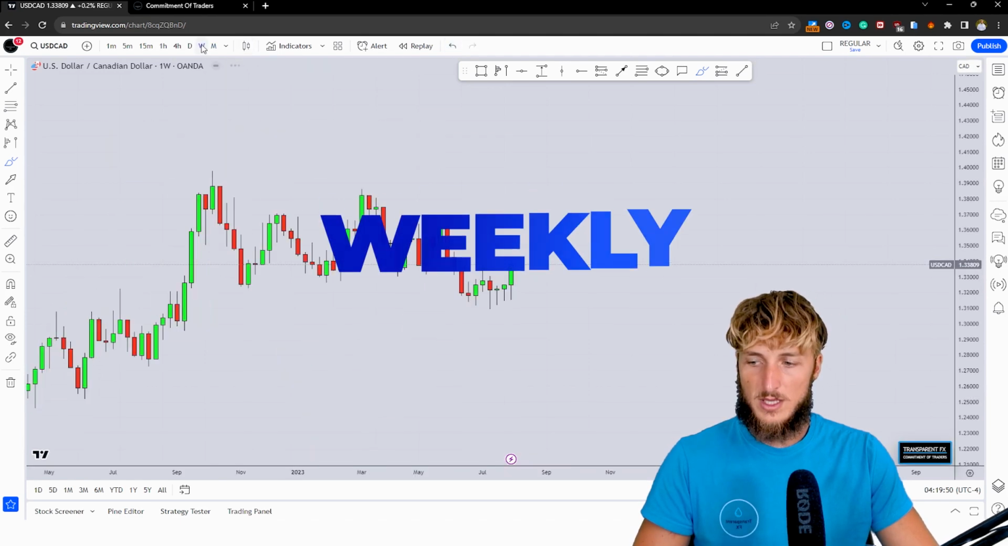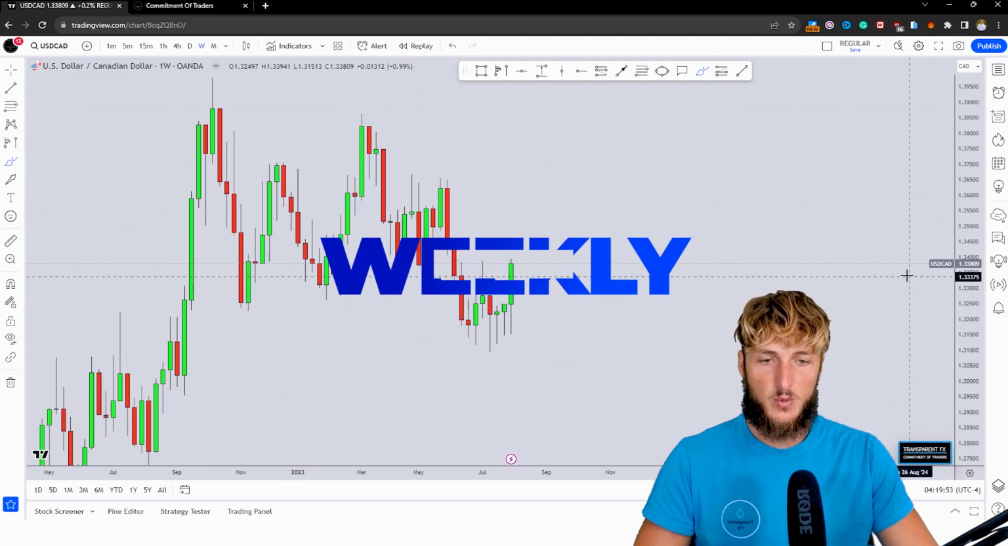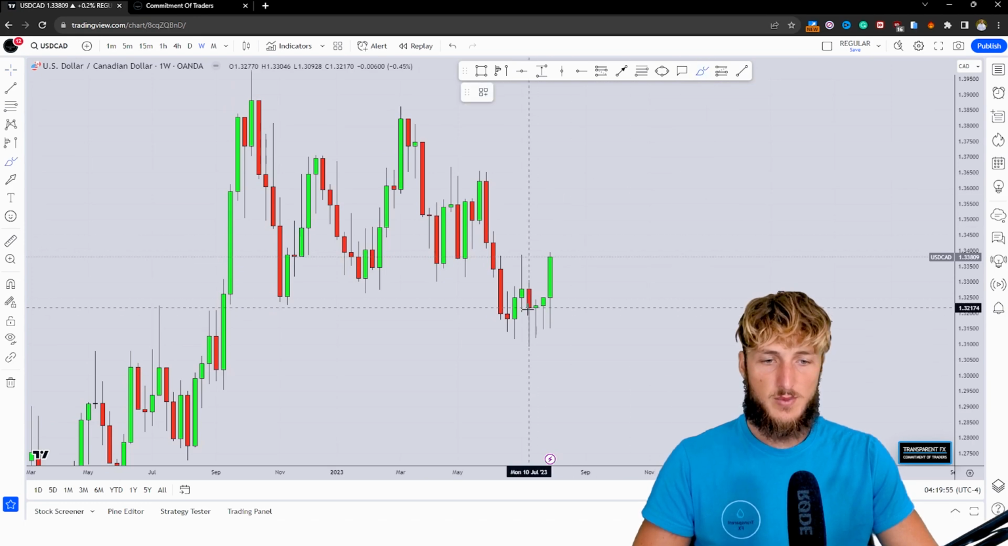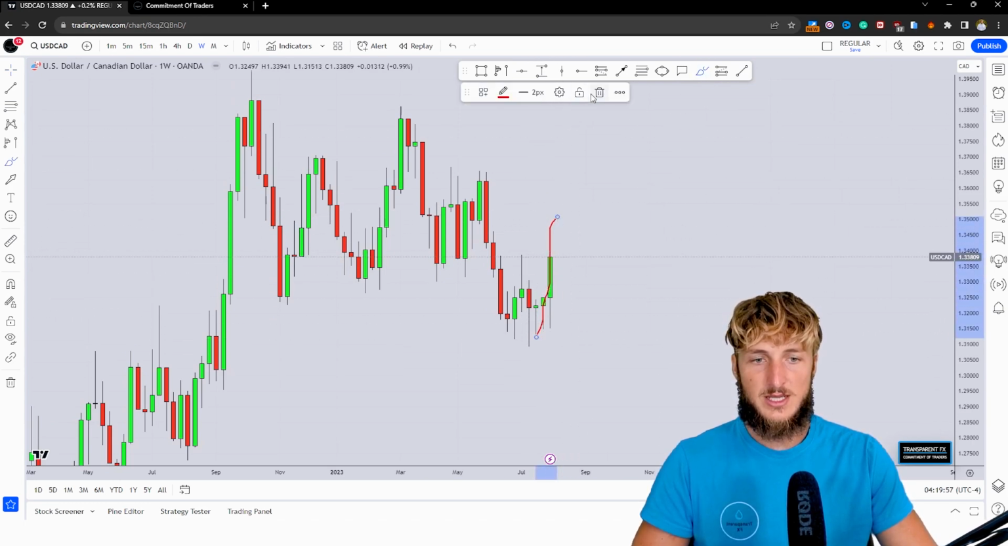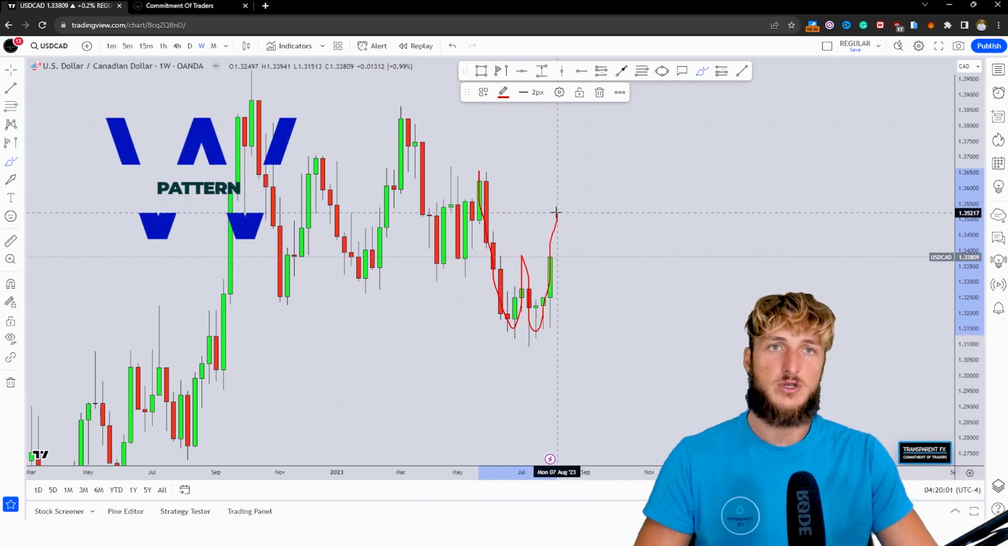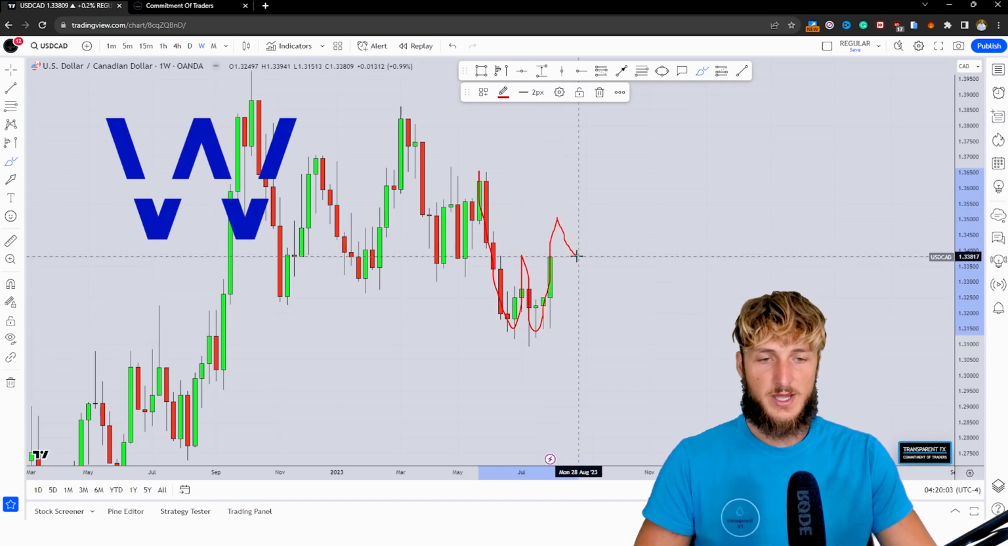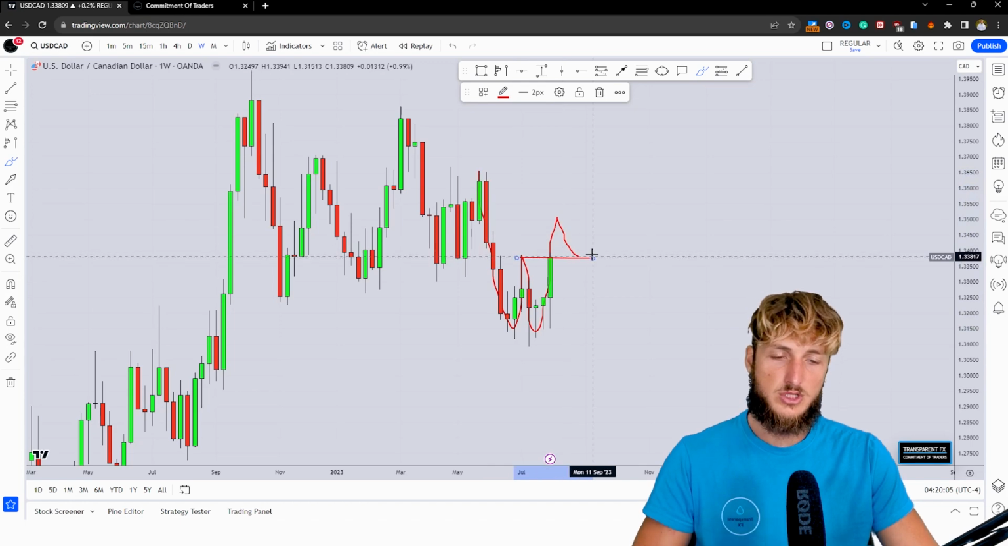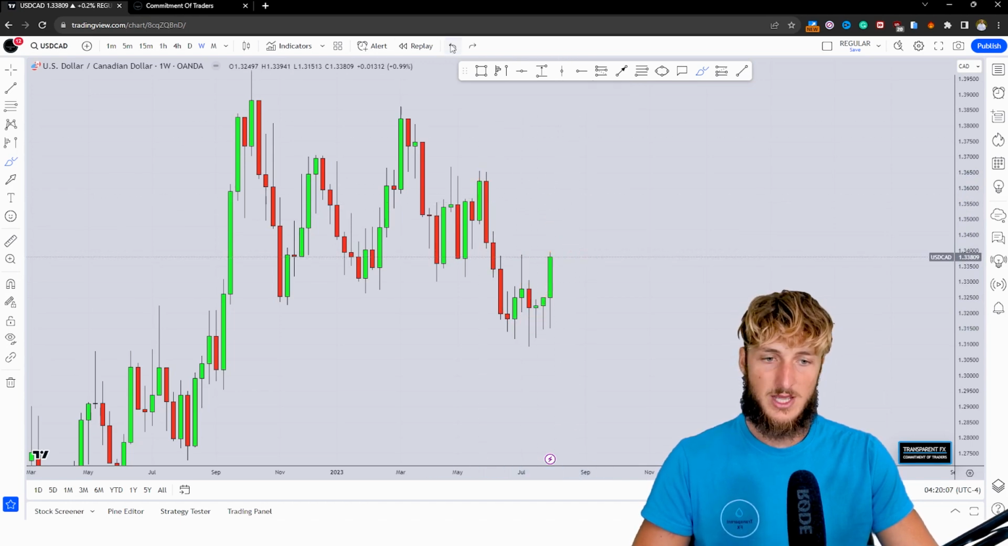Dropping down on the weekly time frame, what do we see? Now, from a weekly perspective, it is important to keep in mind that in creating this move to the upside, the market is also currently creating a W formation. And after the creation of a W, what we could expect is a potential move lower for the completion of the W formation at the neckline.